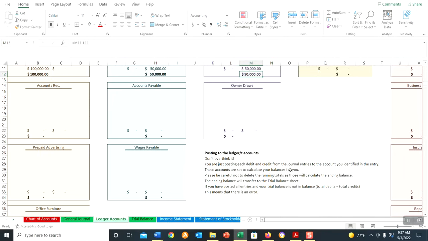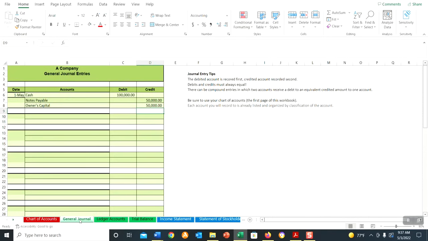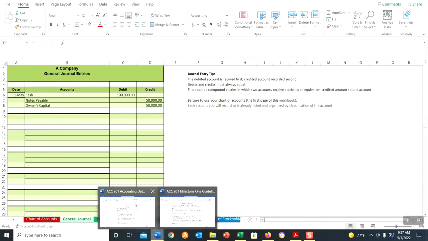These accounts are set to calculate your balances for you, so be careful not to delete this information at the bottom that totals your columns and then provides you with your balance. So let's take a look at another transaction before we see how our results here are going to relate to that final step, the trial balance. So let's jump back over to the accounting data appendix.